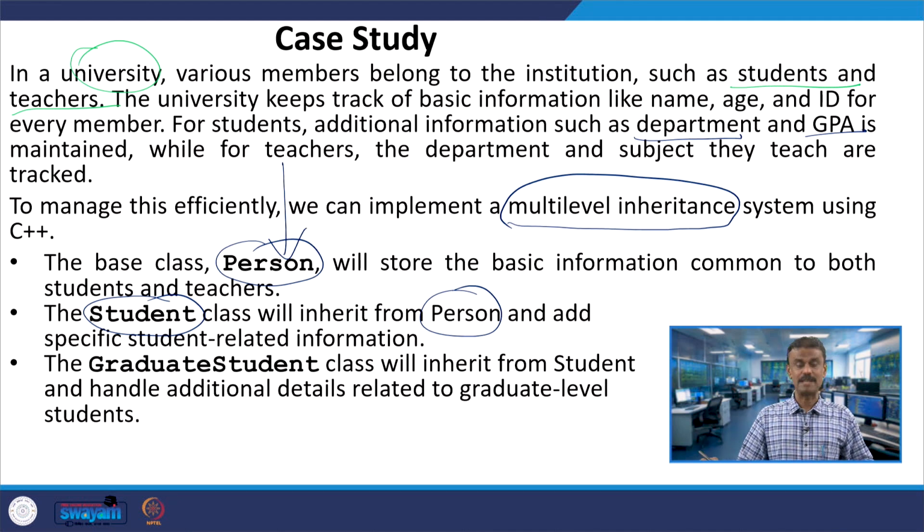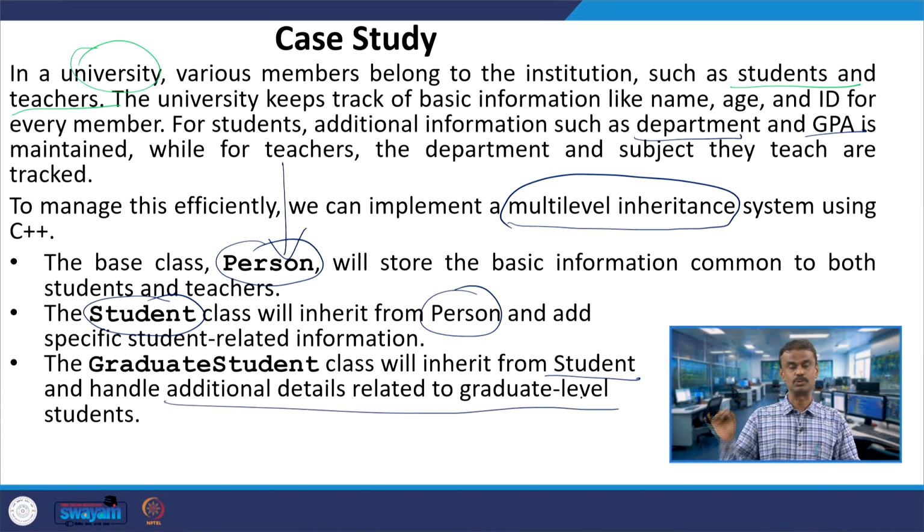And you have another class, graduate student. This class will inherit from student. So, person is a base class, student is a subclass, and you have a graduate student. It is like a grandchild. That means the parent of graduate student is student. This graduate student class will inherit from student and handle additional details related to graduate level students. So, this is how we are going to write a program in C++. Person is the base class, student is a subclass, and you have the graduate student. So, let us see how this is working.